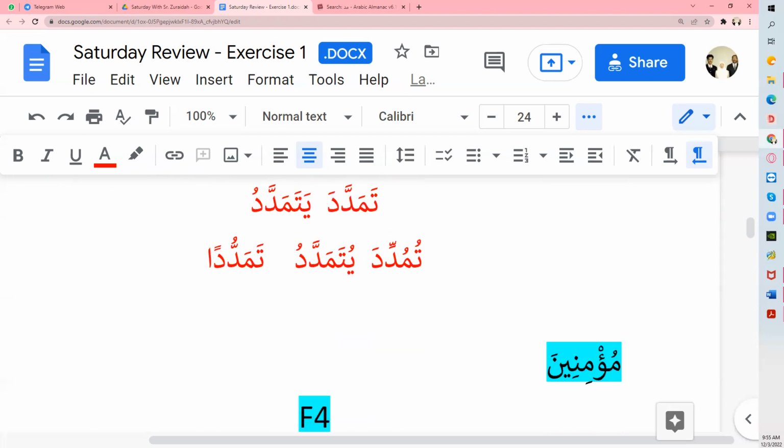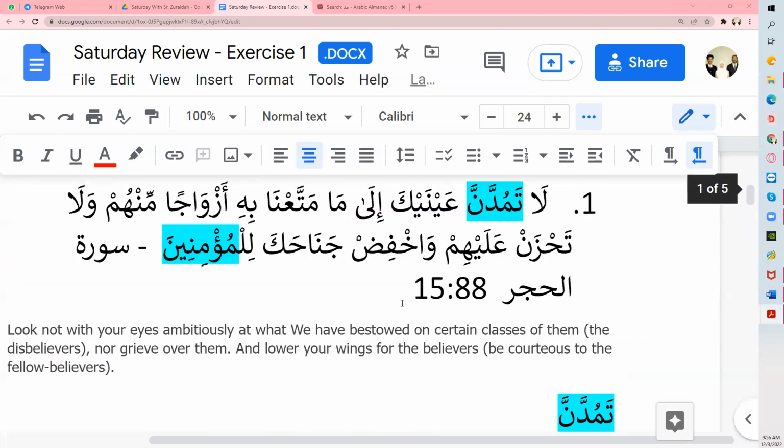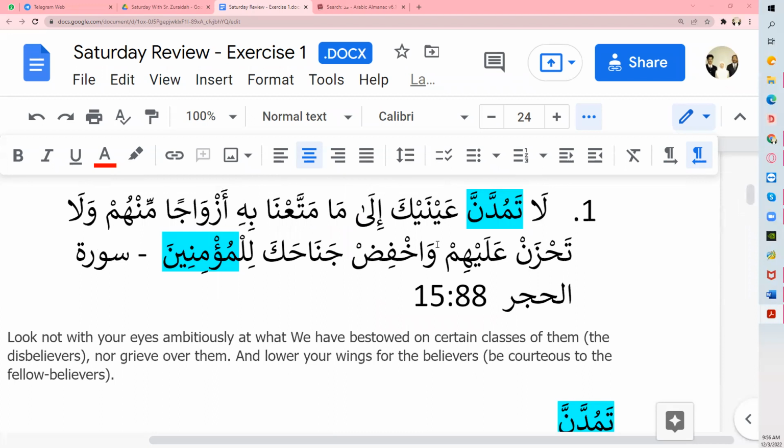Family 5. What is the first thing? What is the first quality in family 5? Usually the first quality is the one that's common, right? So, and here in this action, let not your eyes look ambitiously, this is a longing.